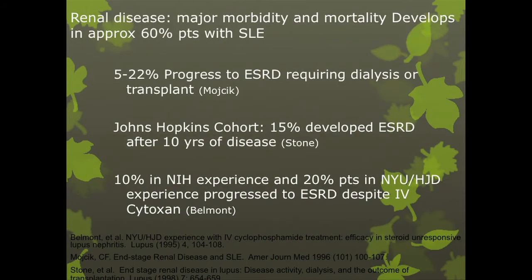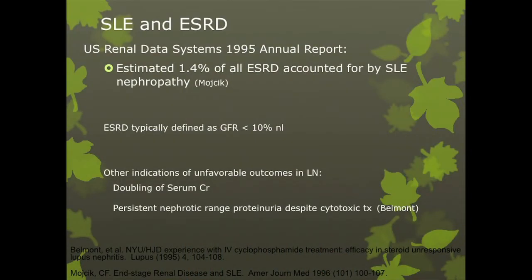In a group of patients at Johns Hopkins Medical Center, 15% of lupus patients developed end-stage renal disease after 10 years of disease. And 10% of patients in the NIH and 20% of patients at NYU Hospital for Joint Diseases experienced progression to end-stage renal disease despite treatment with IV Cytoxan. So these are patients who went on to renal failure even though they were actively treated with this high level of chemotherapy. In 1995, the U.S.